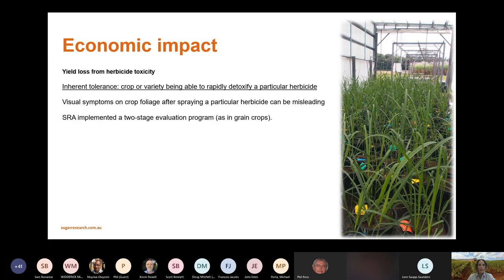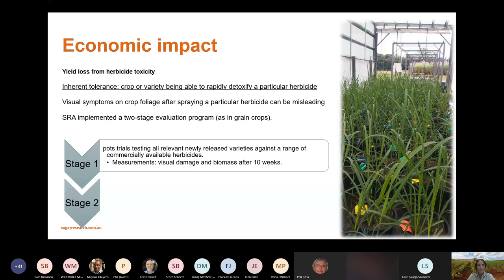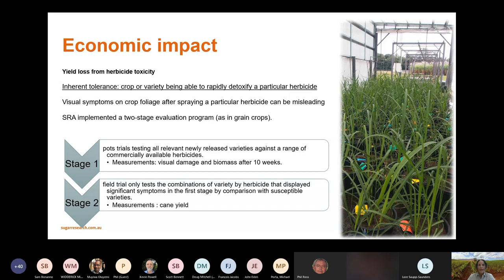This is why SRA has implemented a two-stage evaluation program, as in grain crops. The first stage relies on pot trials to test all relevant newly released varieties against a range of commercially available herbicides. We measure visual damage, but more importantly, we measure the biomass loss after 10 weeks. Next, we select the combinations of variety by herbicide that display significant symptoms in the pot trial, and we put them in a field trial in the second year, where they're grown as plant cane, and we measure the cane yield at the end of the 12-month growth. The results are communicated via the QCane Select platform and the regional variety guides. We're also going to include them in the new sugarcane weed manual update.